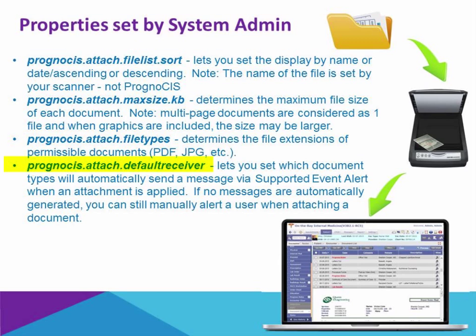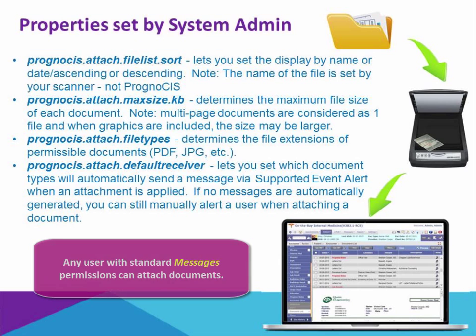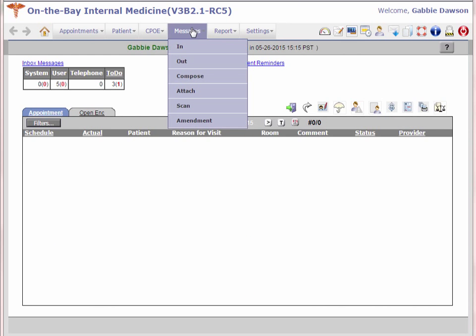Prognosis Attach Default Receiver lets you set which document types will automatically send a message via supported event alert when an attachment is applied. If no messages are automatically generated, you can still manually alert a user when attaching the document. Any user with standard permissions to the Messages Center can attach bulk scans or documents using the Attach Center.